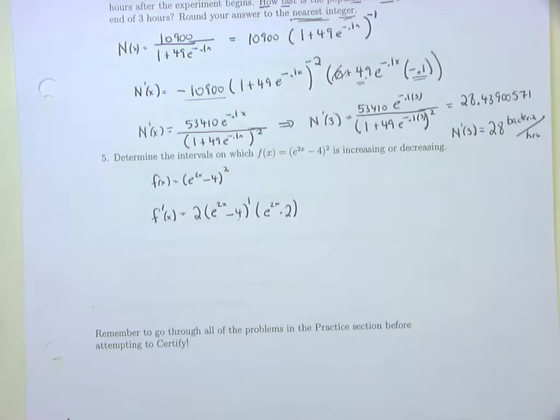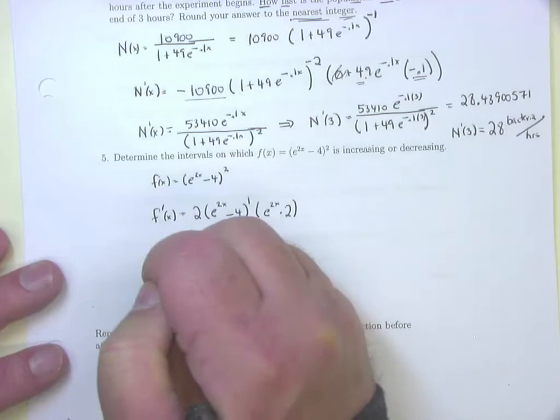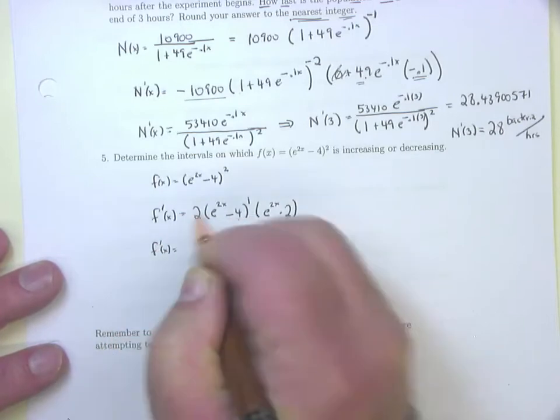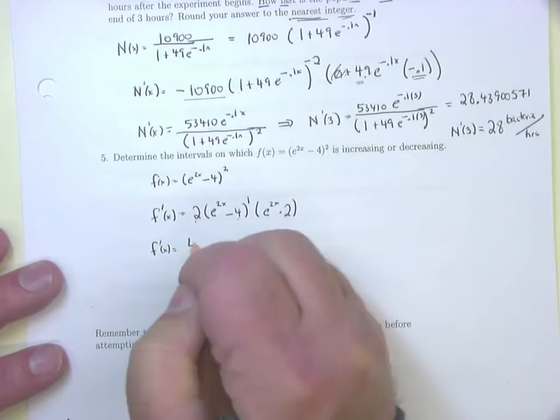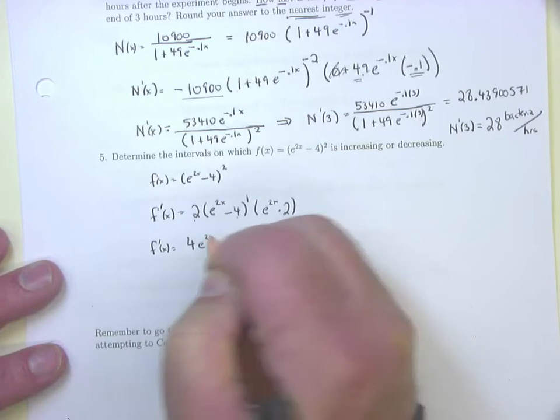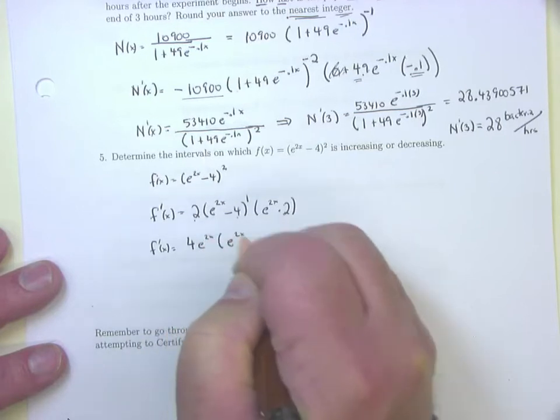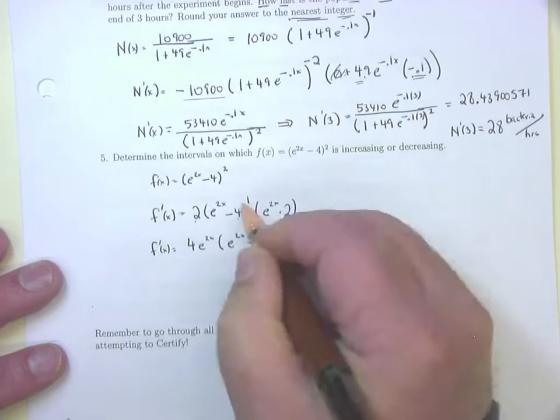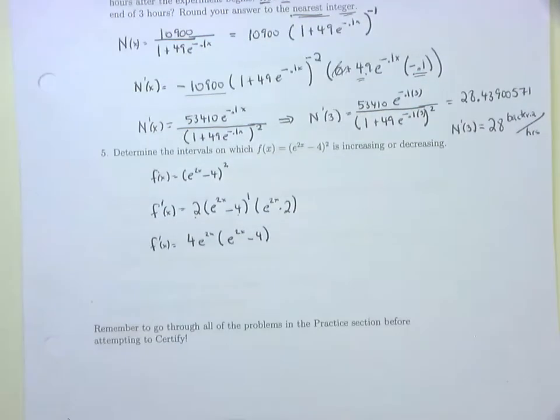This is my answer. So I'm going to clean this up. F prime of x is equal to 2 times 2, which is 4, times e to the 2x times e to the 2x minus 4. Anything to the first power is itself. So this is my derivative.